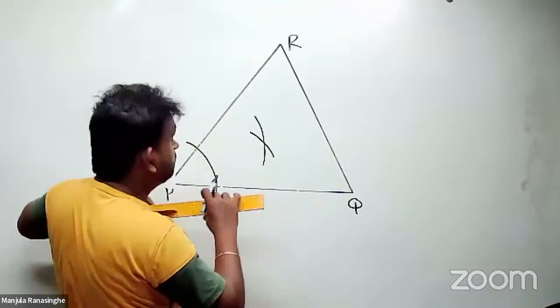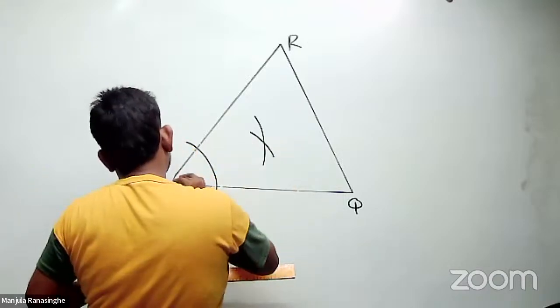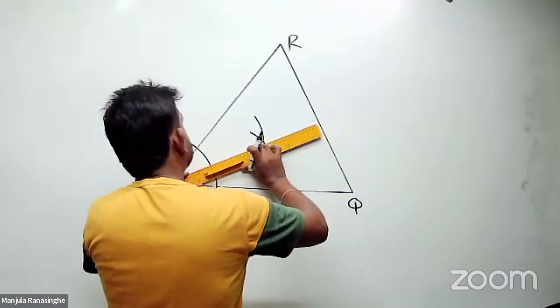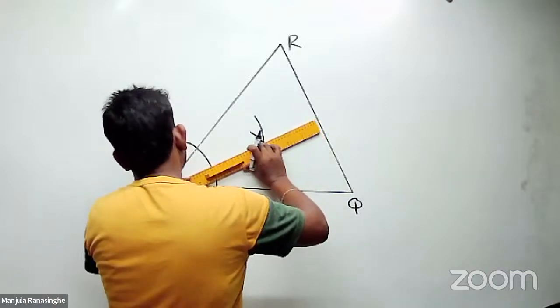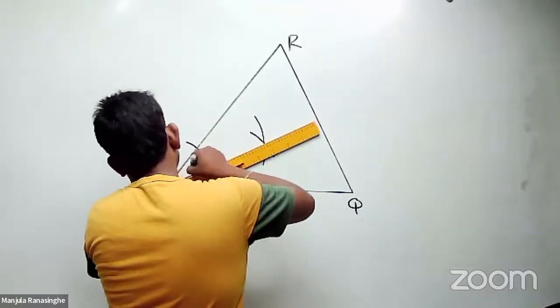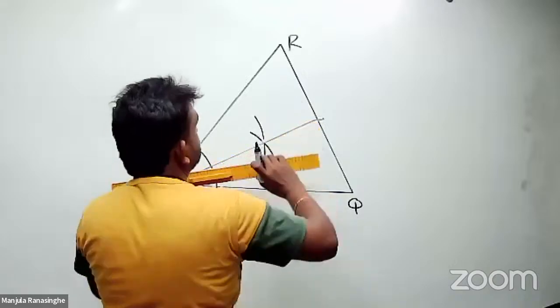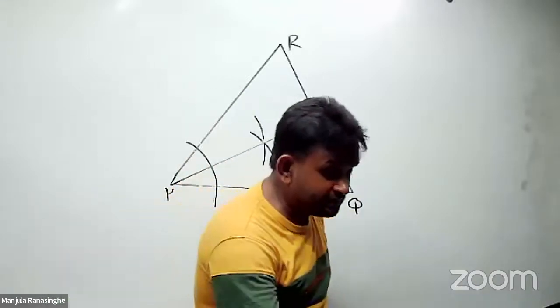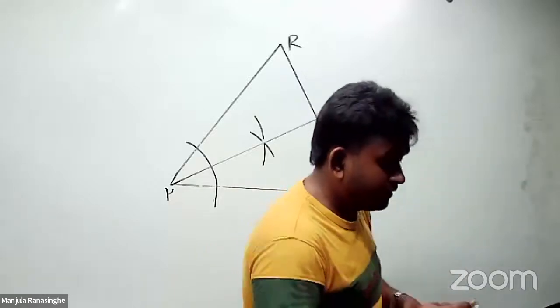So what I do now is connect these two points here. So that is the angle bisector. One angle bisector is done. So I can make another angle bisector.